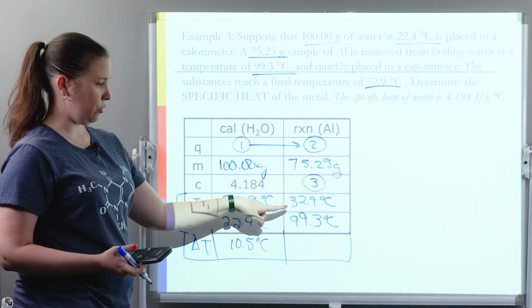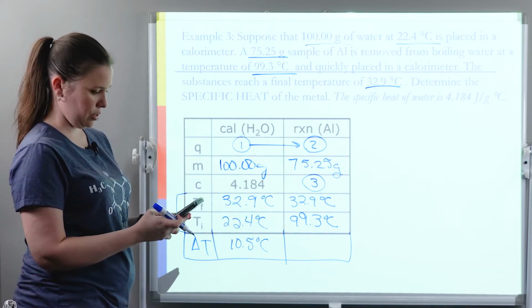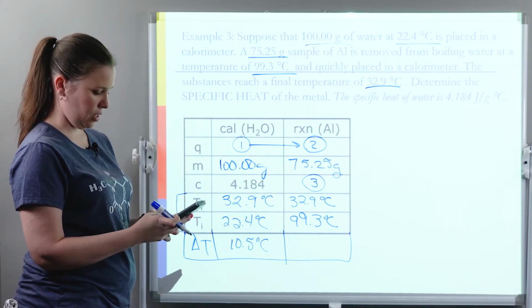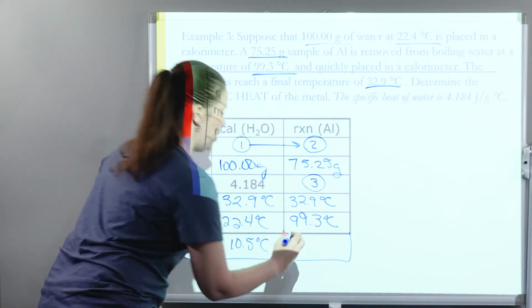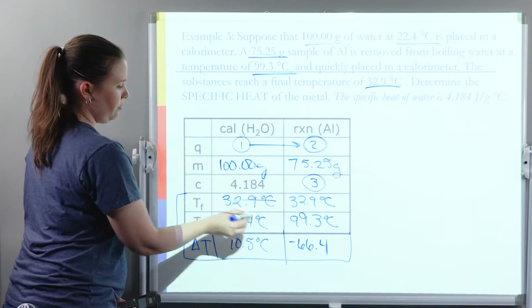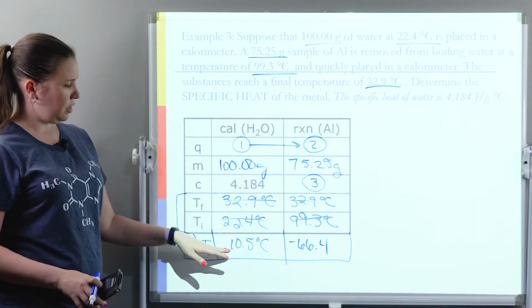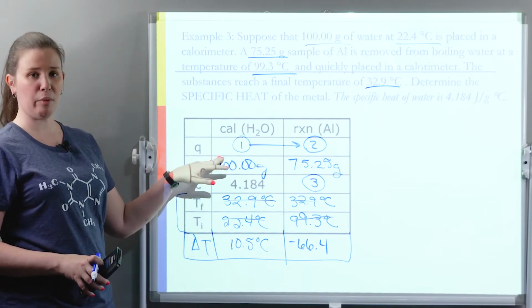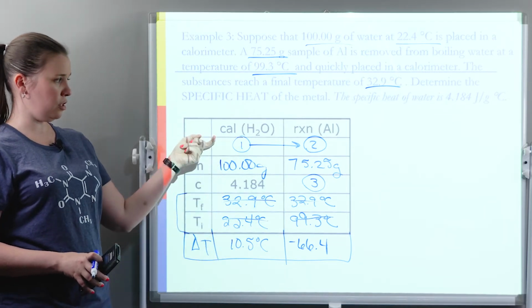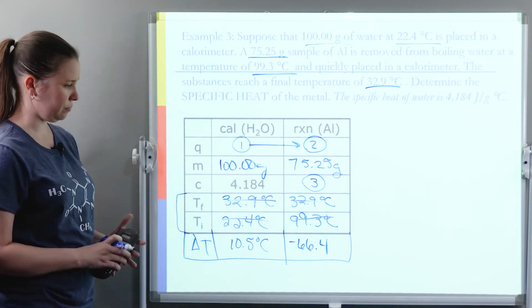Now watch your sign here. We're going to do 32.9 minus 99.3. And we get negative 66.4. Once I find my delta T, I like to cross these out so I don't get confused plugging stuff in. I have my delta T, my C, and my mass. So now I can solve for the Q, flip the sign, and then solve down for my specific heat.